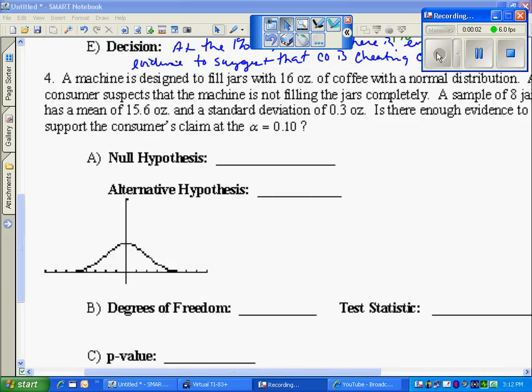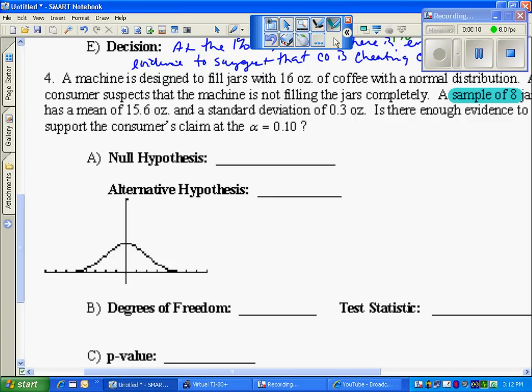The last problem on Chapter 10 review is we are looking at a sample of 8 jars, and we're wondering if this coffee, if they're filling it completely. Because we're looking at a sample of 8 jars, we can't assume a normal distribution. But notice what else was stated in the first sentence of the problem: the population has a normal distribution, and most things in manufacturing do. So we can proceed. Now we need to figure out what kind of test it is.